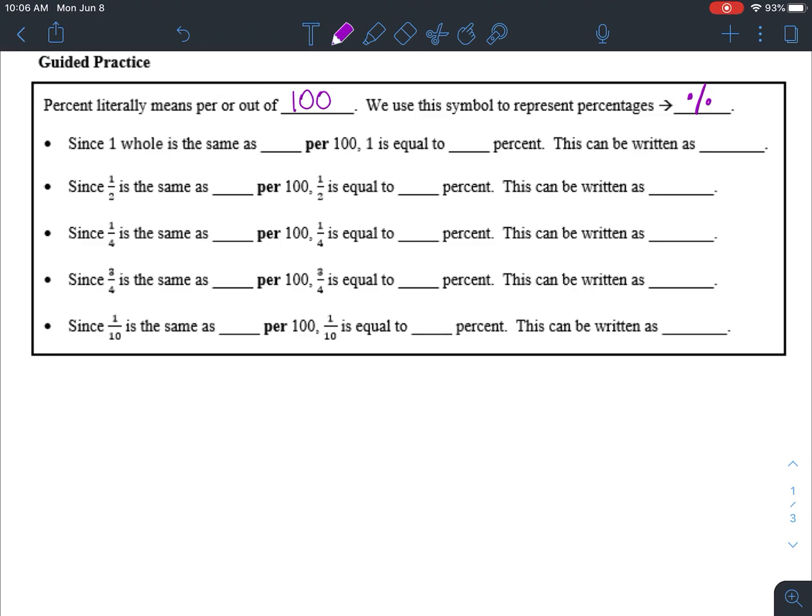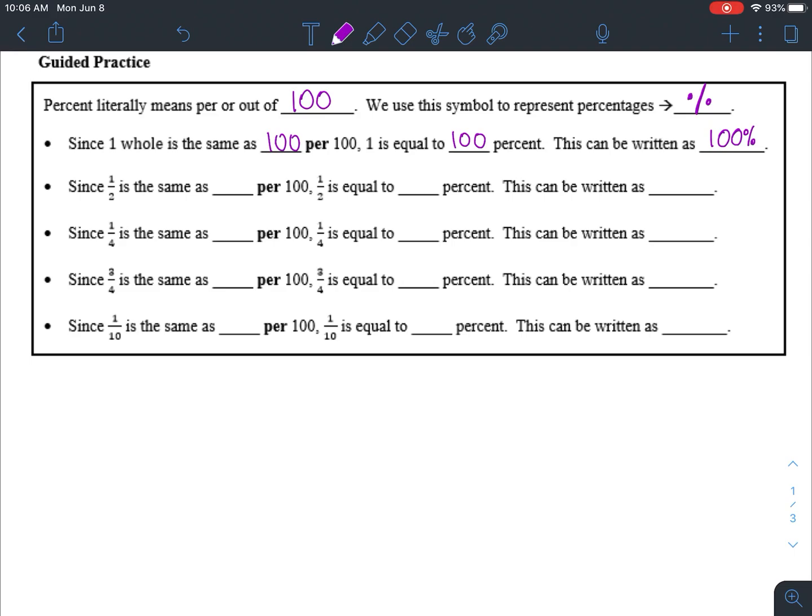When we think of one whole, that's the same thing as having 100 out of 100. That means that 1 is equal to 100%. And you can write this as 100 with your percent symbol. One whole, 1 is the 100%.